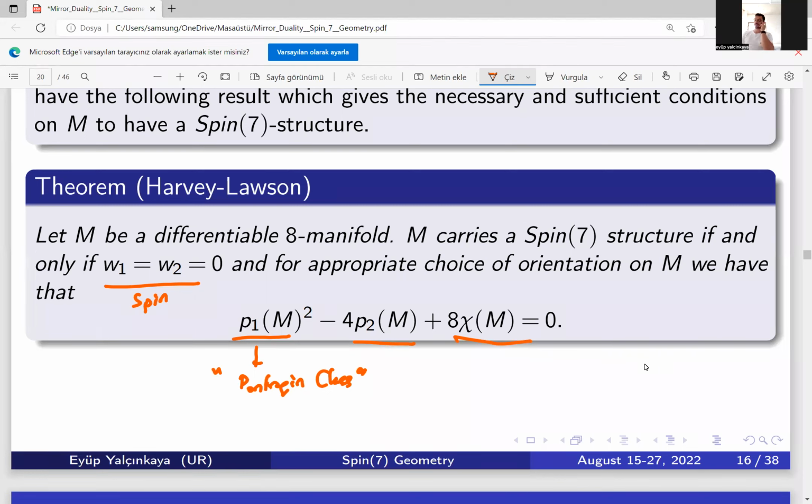So for this, the 8-dimensional Pontryagin classes: p1 squared eats an 8-dimensional object. So p2 is again 8-dimensional, and the Euler class is the top class, so it has to eat an 8-dimensional object. And if this equality holds, we can say that M has the Spin(7) structure.